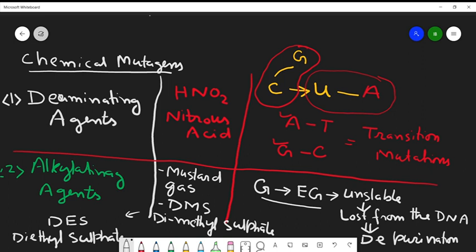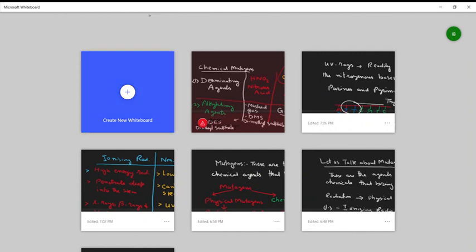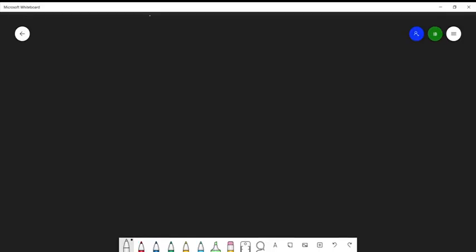So this was the second example of the chemical mutagens, the alkylating agents. Moving ahead, in the next slide I will be talking about another example of chemical mutagens. This is the third example, the base analogues. So let us talk about the base analogues. What are base analogues?